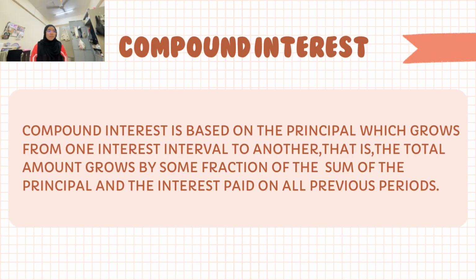Compound interest. Compound interest is based on the principal which grows from one interest interval to another, that is the total amount grows by some fraction of the sum of the principal and the interest paid on all previous periods.